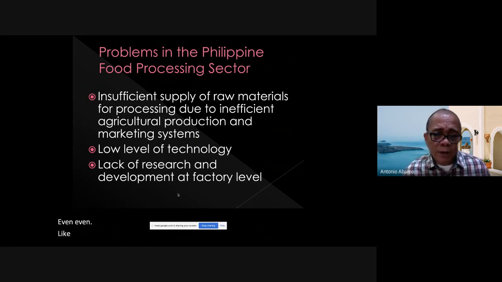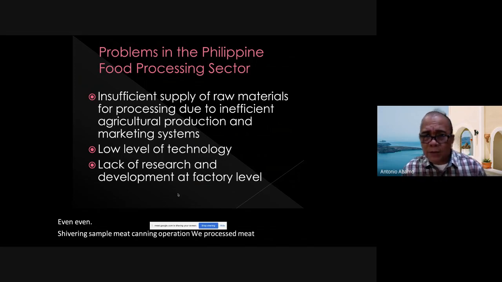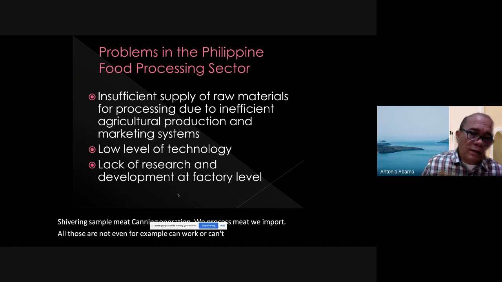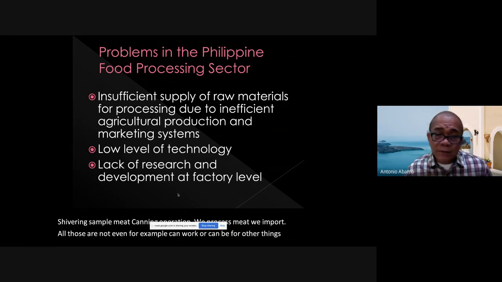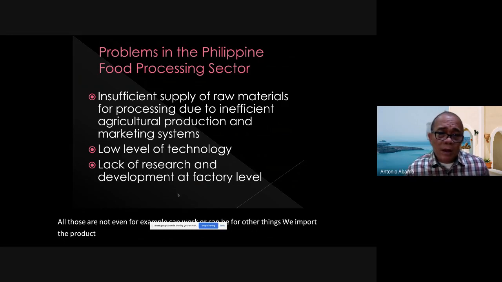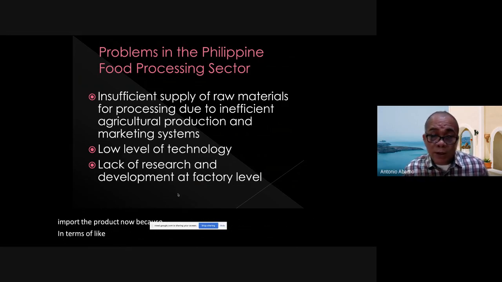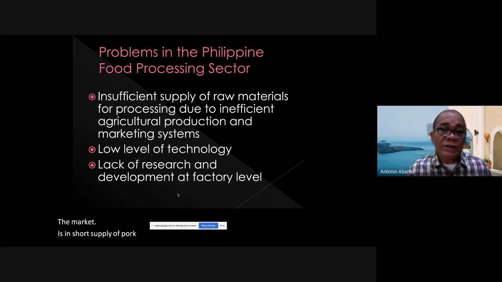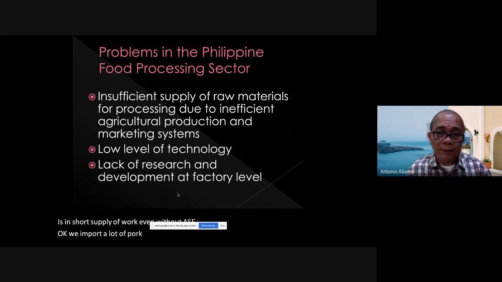Say, for example, a meat canning operation. We process meat, and we import all of those, for example canned pork or canned beef. We import the product because, in terms of pork, we produce some, but it is not enough for our population. The market is in short supply of pork even without ASF. We import a lot of pork from outside the Philippines, but we also manage to regulate the importation.